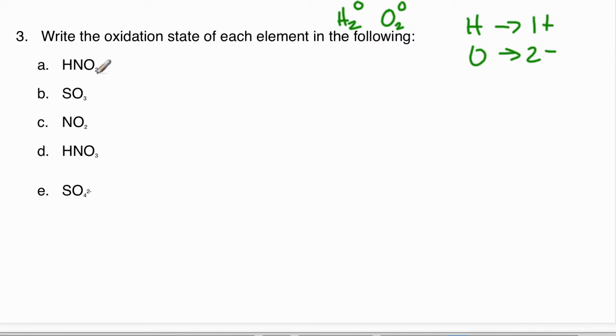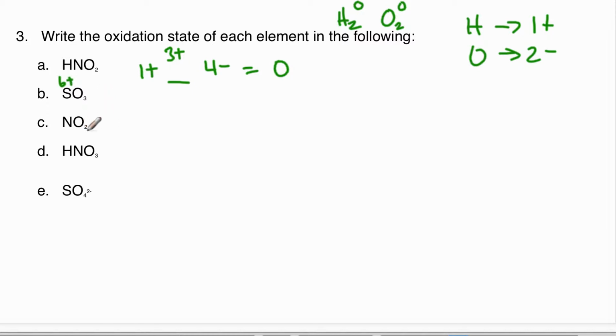So I have 2 oxygens, so it's 4 minus, and hydrogen's a 1 plus. So I need to figure out something for nitrogen so that this adds up to 0. So I have a 1 plus, a 4 minus. The nitrogen must be a 3 positive. 1 plus 3 is 4. 4 take away 4 gives me 0. Let's do this one. 3 oxygens, so this would be a 6 plus. Sulfur would be a 6 plus.